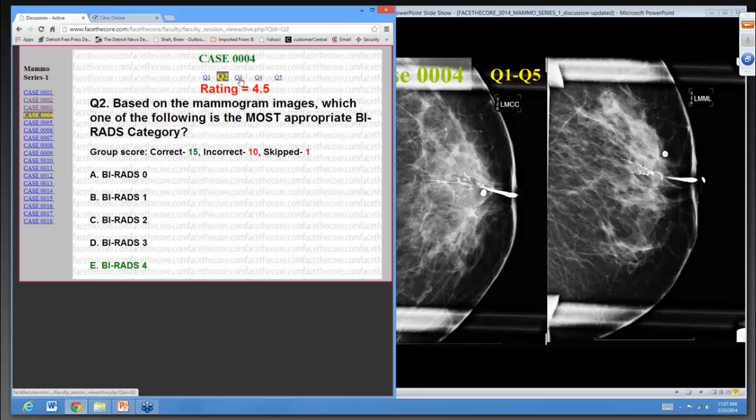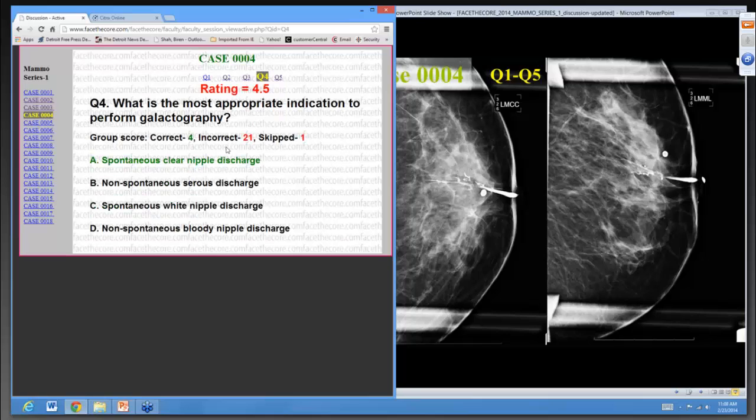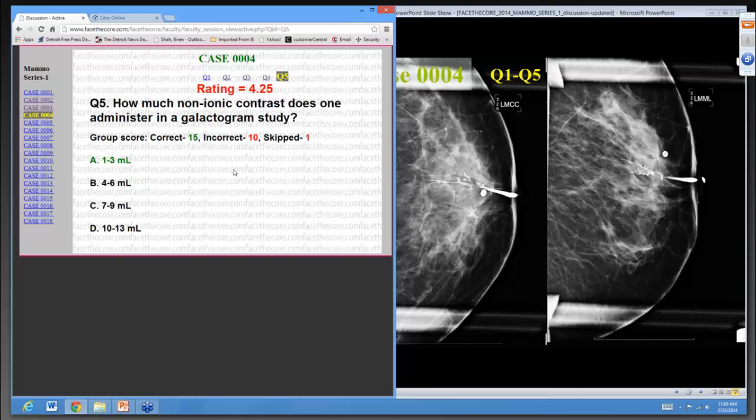excision by a surgeon. So based on the findings on the galactogram, what is the next best step? And that is surgical breast biopsy, as I spoke to you about. What is the most common indication to perform galactography? As I said, it's either spontaneous clear, bloody, or serous nipple discharge. And how much to administer, usually it's a very, very small amount, 1 to 3 mL of non-ionic contrast is injected.